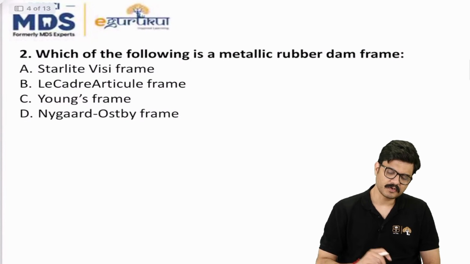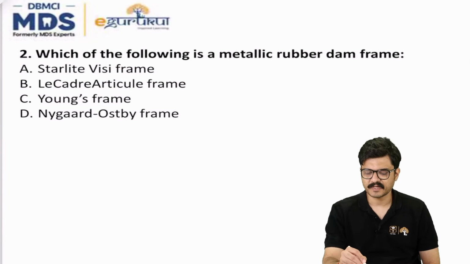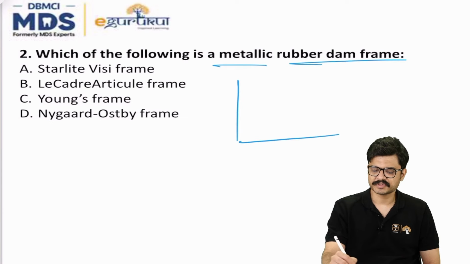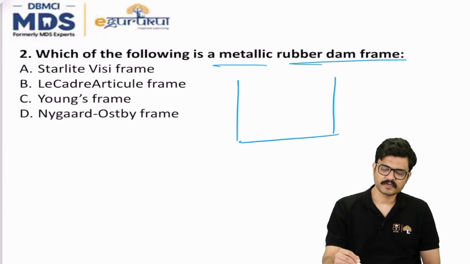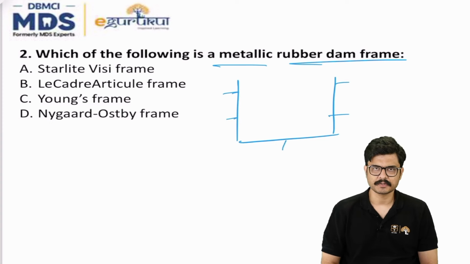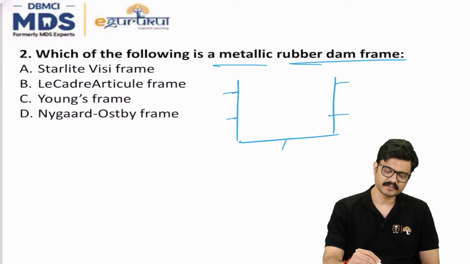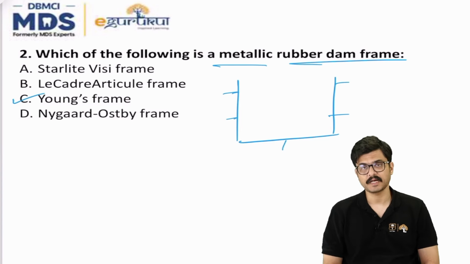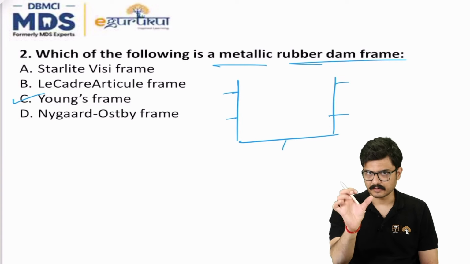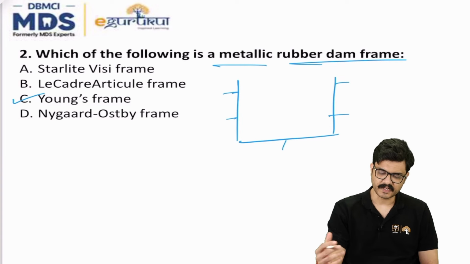Second question: which of the following is a metallic rubber dam frame? Now, the classical rubber dam frame, the normal U-shaped frame, has certain evaginations like this to engage with the rubber dam sheet. That's the classical Young's frame, right? You also have, for an image-based question, a classical metal frame, right? So the answer is Young's frame.